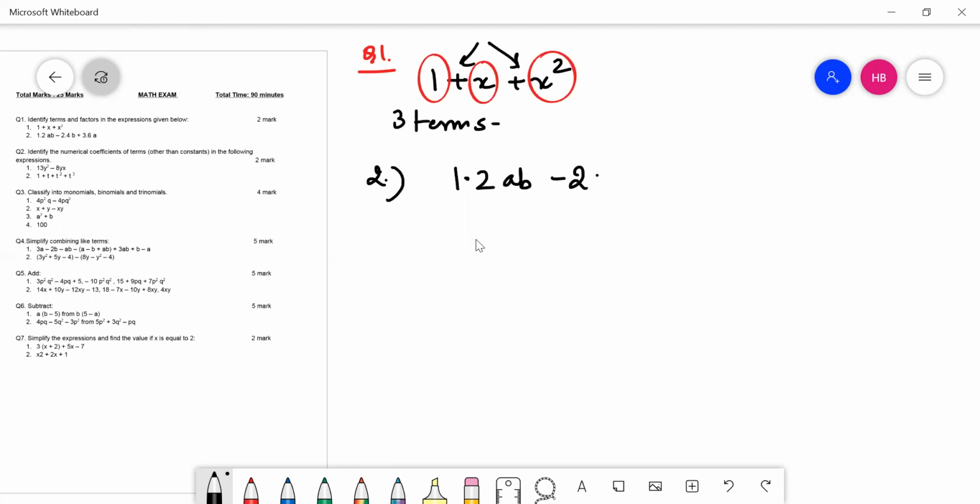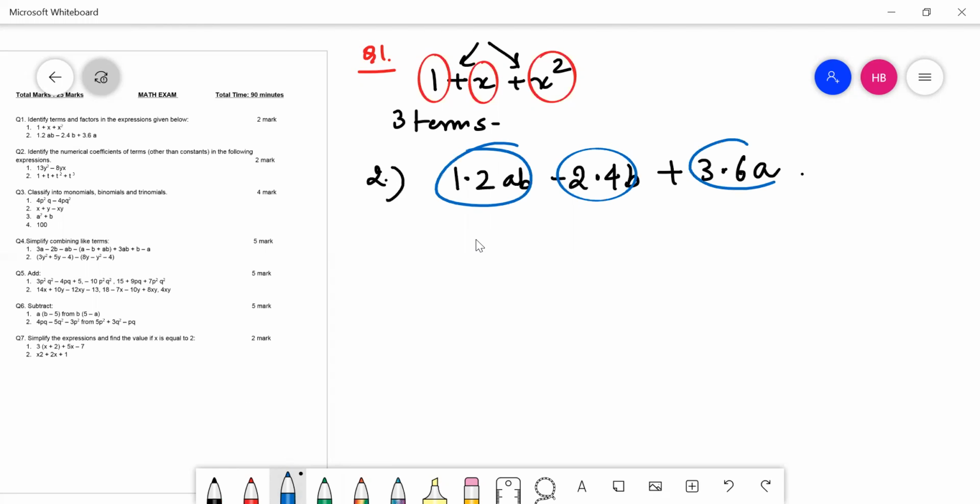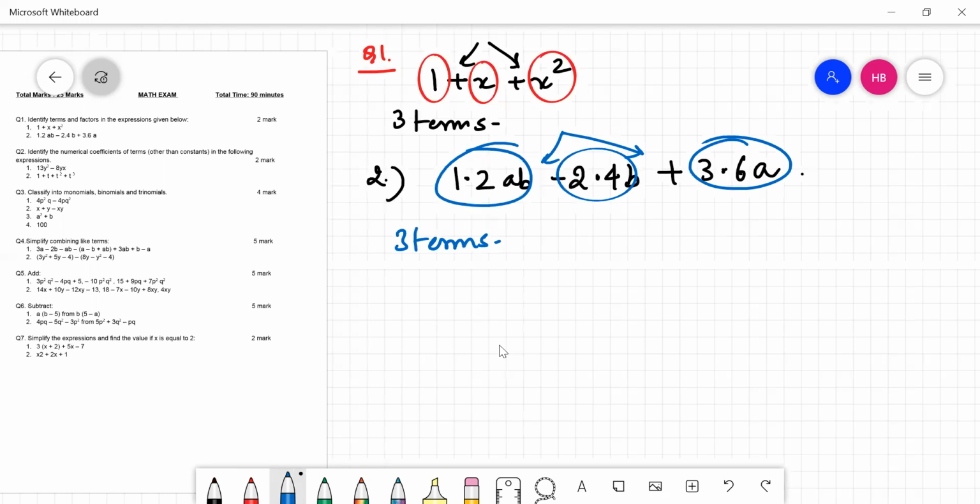1.2ab minus 2.4b plus 3.6a, and I have to find the terms. Again, the number of terms in this algebraic expression is three. This is first term, this is second term, and this is third term, because by the definition terms are separated by plus and minus sign. So there are three terms in this algebraic expression. Okay. Let's go to the question number two.